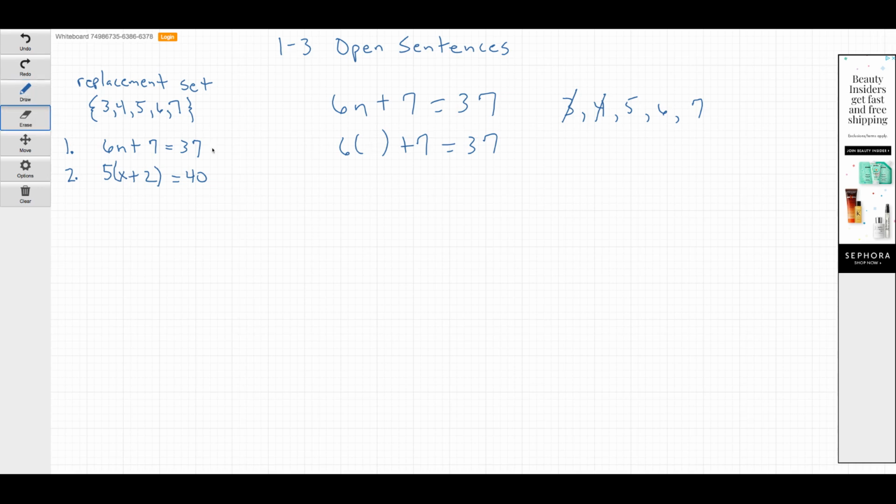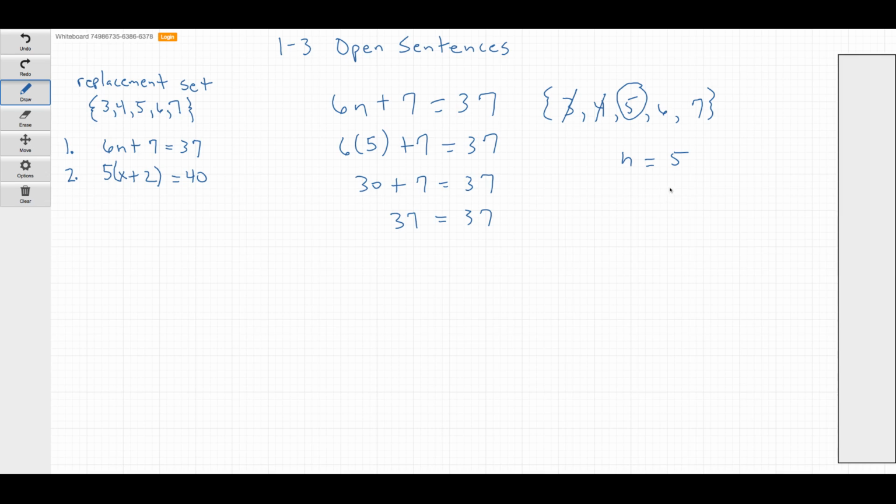Let's see here. So we're going to go to 5. 6 times 5 is 30. And then we have 30 plus 7 equals 37. 37 equals 37. So this is our answer, 5. So out of this replacement set, the solution equals 5. So the solution set would be 5.